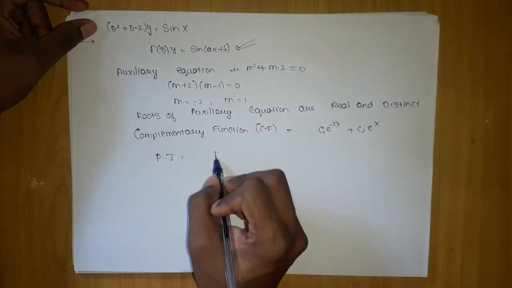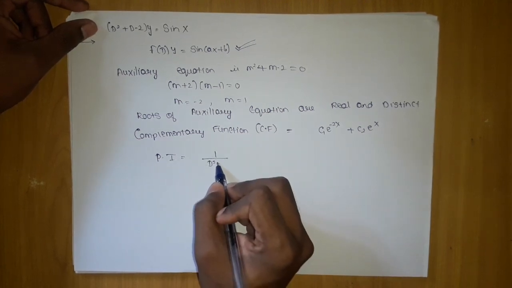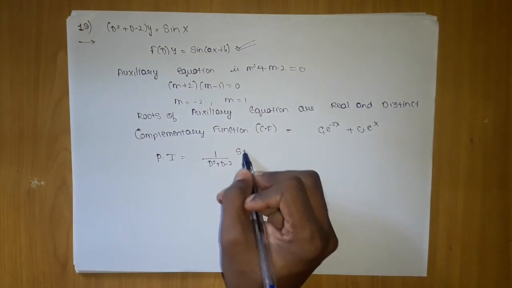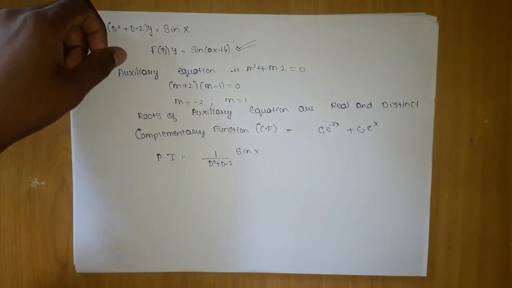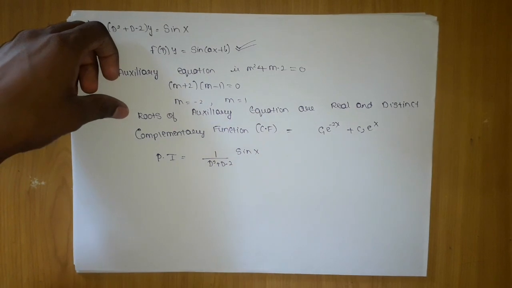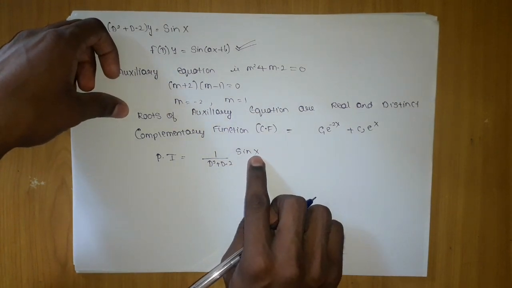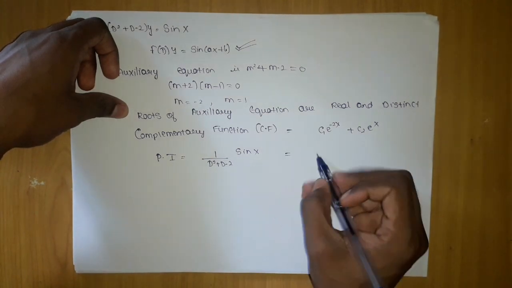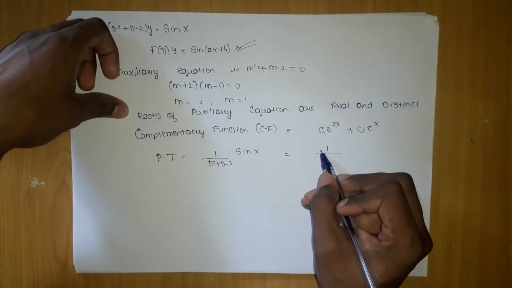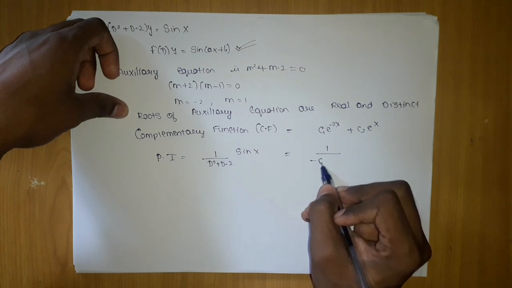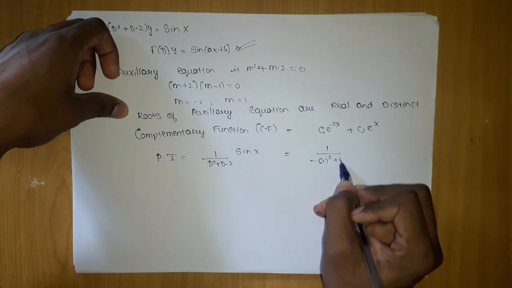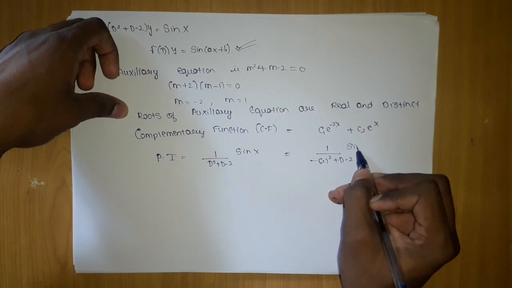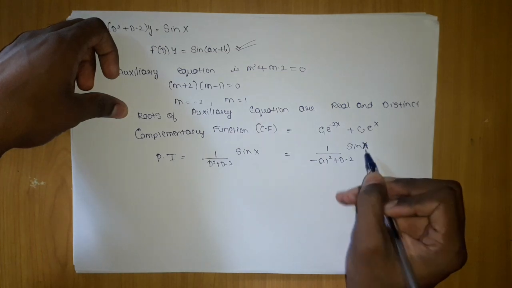The particular integral will be what? 1 upon f of d, that is 1 upon d square plus d minus 2, into sin x. Now here a is what? A is 1. In sin ax, a is 1. Just substitute d square by minus a square. Don't substitute d by a. It is not type 2 where you substitute d by a. So when we substitute, we get 1 upon minus 1 square plus d minus 2, into sin x. Here a is 1.